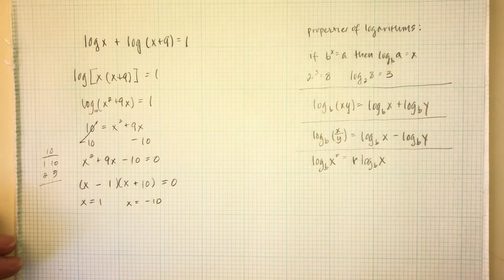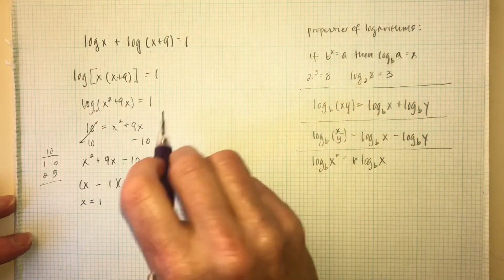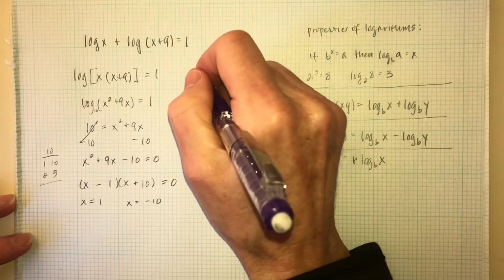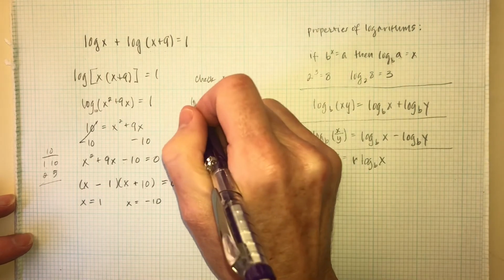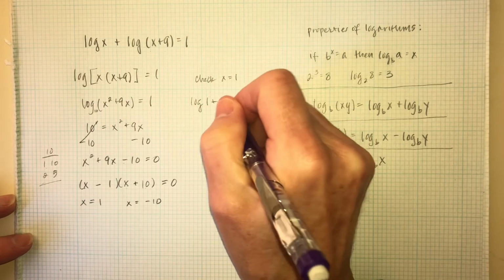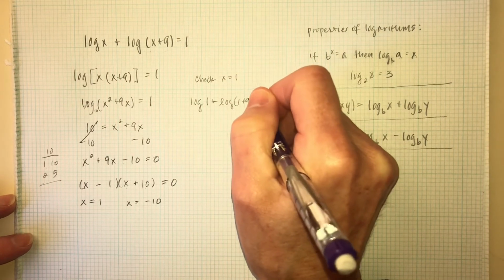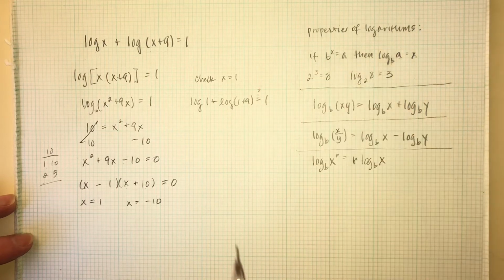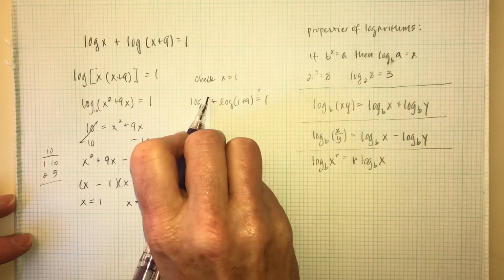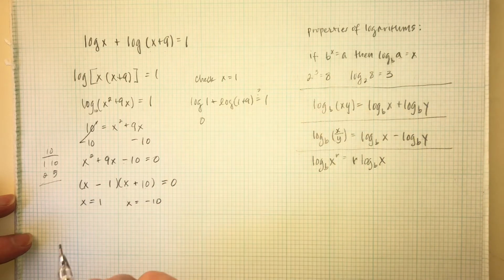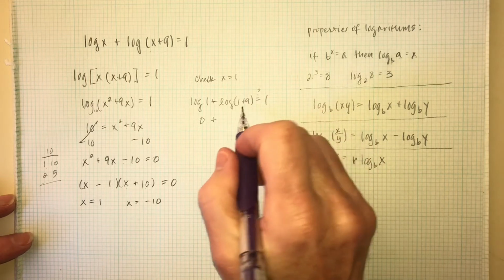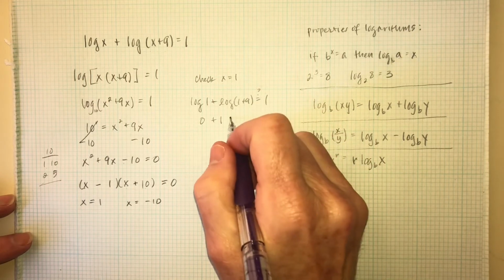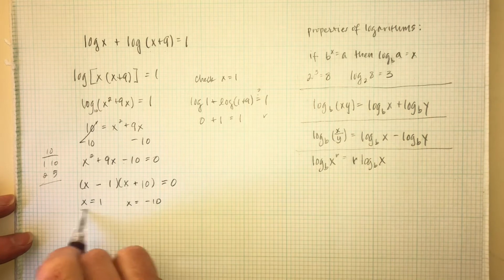Now, very important, we have to check in our original equation. So we come back up here and let's check x equals 1. So log of 1 plus log of 1 plus 9 equals 1? So 10 to the what power would give me 1? Well, 10 to the 0 power. Plus, okay, this would be 10, and here log base 10 of 10 would be 1. So 0 plus 1 equals 1. So that solution is good.